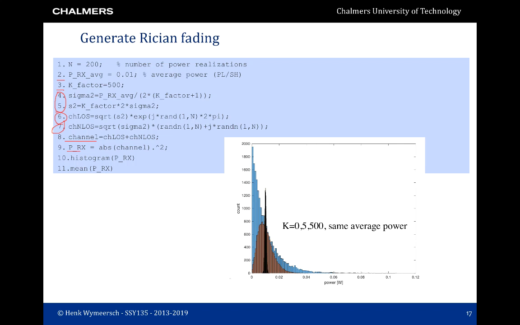This here shows a histogram of the power for various values of k. So we see that for k equal to a very small value, the power has an exponential distribution. This is shown in blue. When k has a very large value, such as 500, the power is very concentrated around its mean value and tends to a delta Dirac distribution.